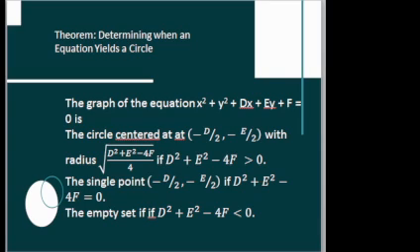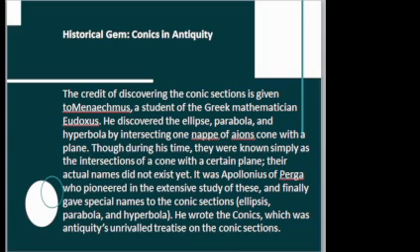Now we have the historical gem for the conics in antiquity. The credit for discovering the conic sections is given to Menaechmus, a student of the Greek mathematician Eudoxus. He discovered the ellipse, the parabola, and the hyperbola by intersecting a cone with a plane. Though during his time they were known simply as the intersections of a cone with a certain plane. Their actual names did not exist yet.